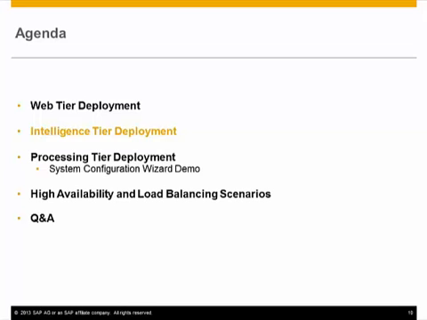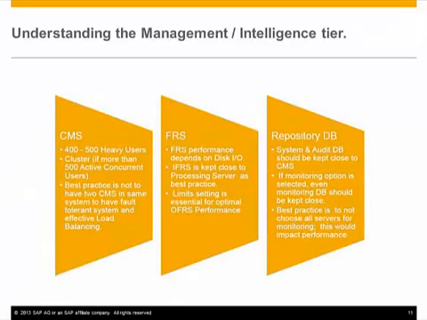So that's all I'm going to say about the web tier deployment. We'll start talking about the intelligence tier here. As I mentioned earlier, the intelligence tier contains the CMS server and the file repository servers and also the CMS database. The install of 4.1 will install the SQL Server or SQL Anywhere DB. But for production scenarios, you should really be using an external database for your CMS database.